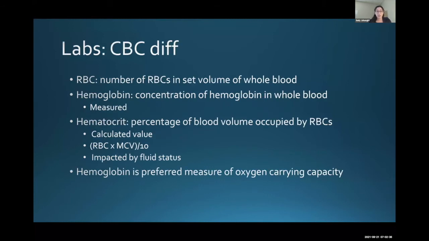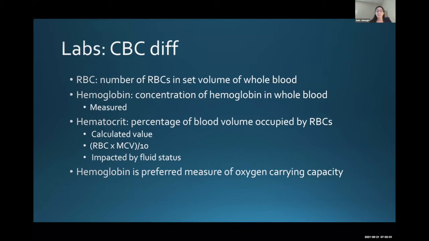So first, just to review the CBC, that's usually the first lab that's confirming whether or not somebody is anemic. The red blood cell count is one of the first values that is reported. It's not one that we really use much in general practice, but that looks at the number of red blood cells that are present in a set volume of whole blood. The hemoglobin and hematocrit we use a little bit more in identifying the degree of anemia that's present.